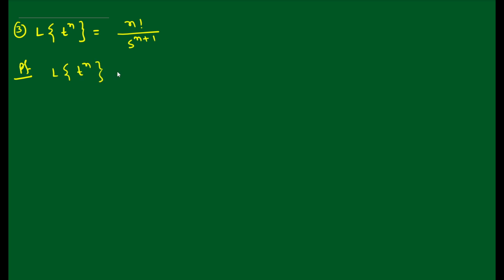So the Laplace transformation of t to the power n. This is our f of t, so it will be the integral from 0 to infinity of e to the power minus st, and in place of f of t we write t to the power n dt. Now this is t to the power n, so if we integrate by parts, what will we get after integrating by parts?